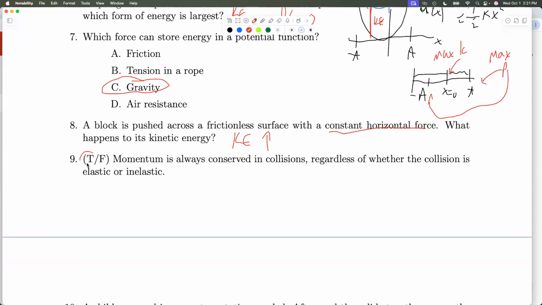This is true. In elastic, that's always going to sound weird. For elastic collisions, kinetic energy is conserved. For inelastic collisions, kinetic energy is not conserved. Momentum is always conserved.